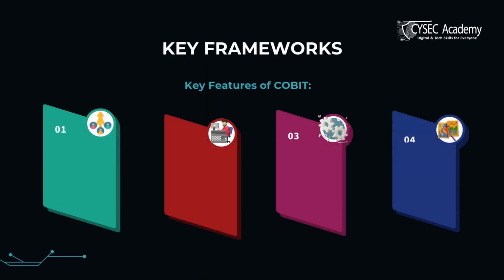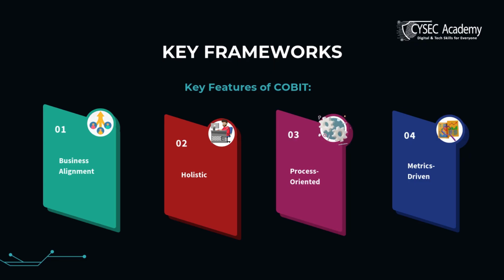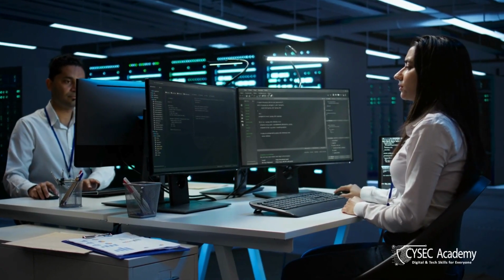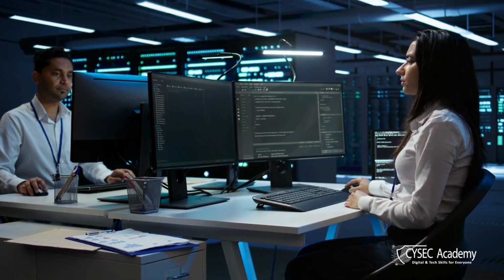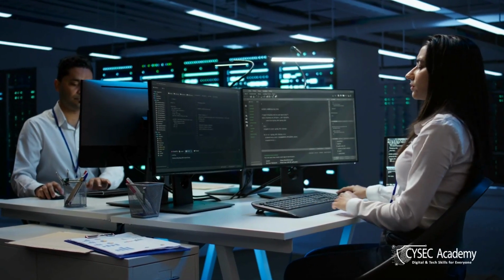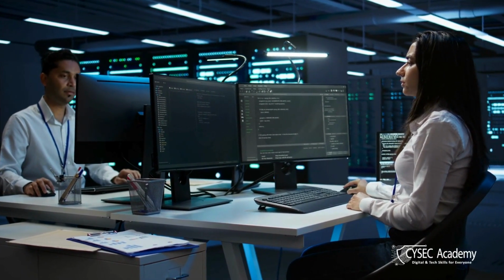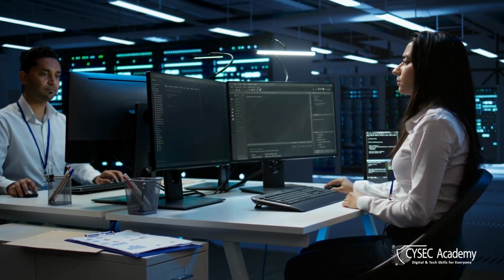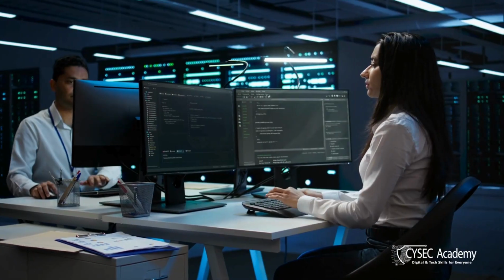Key features of COBIT: business alignment, with a strong focus on ensuring IT supports business goals and stakeholder needs. Holistic: considers IT governance within the broader context of enterprise governance. Process-oriented: defines detailed processes for managing and governing IT. Metrics-driven: emphasizes measuring performance and maturity. COBIT is particularly valuable for IT departments, IT auditors, and organizations looking to improve the overall governance and management of their IT function, ensure alignment with business strategy, and measure IT performance and value delivery. It helps answer questions about whether IT is delivering the expected benefits and managing risks appropriately.